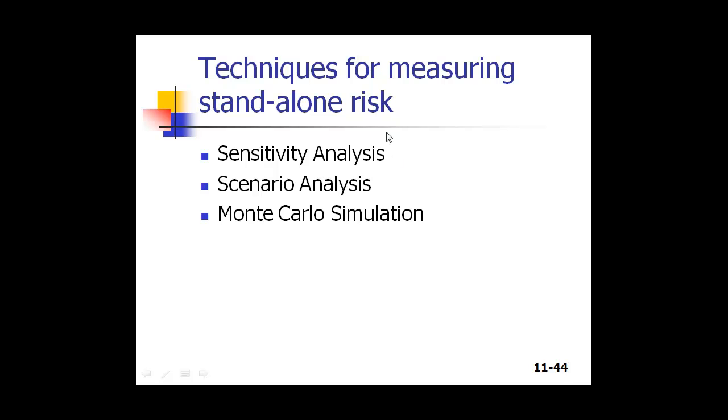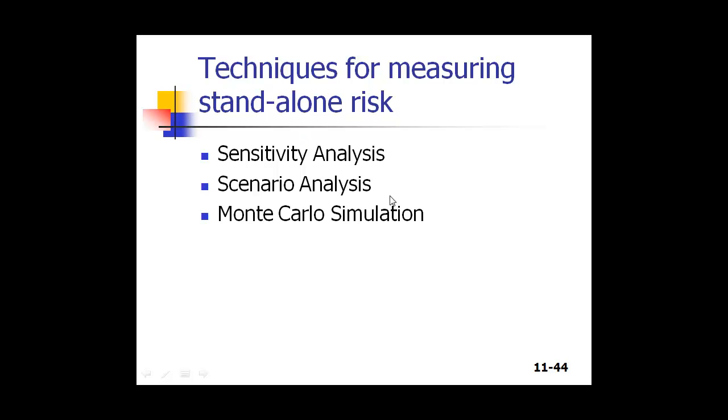So in the last class we mentioned that one of the easiest things to measure or relate to is standalone risk, and generally standalone risk has a very high correlation with, say, corporate risk or even market risk. So the rest of this segment is going to focus on standalone risk, so at least you understand it.